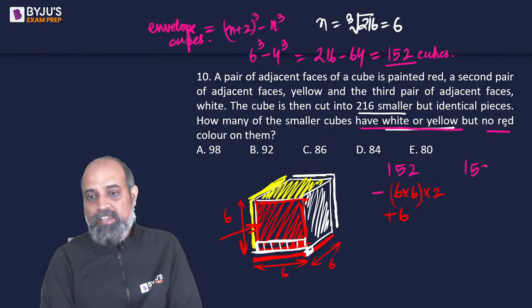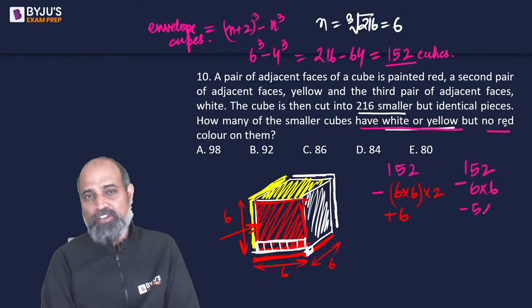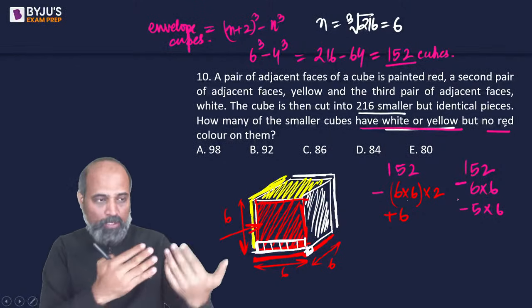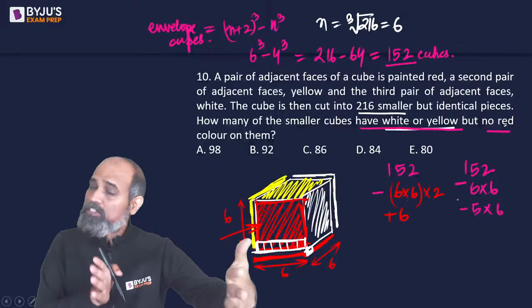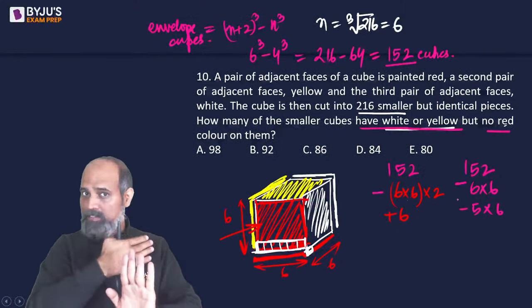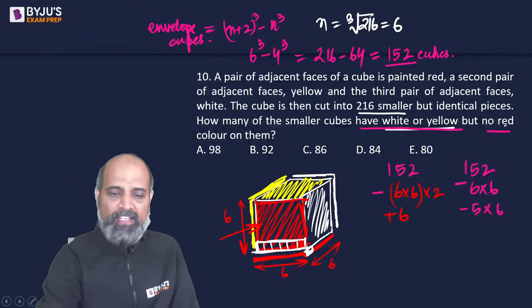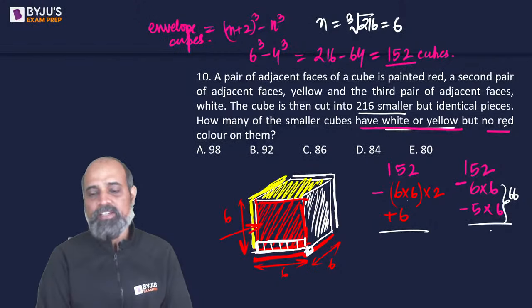The other method would have been to solve it one by one. Out of 152, the front face is going to have 6 into 6 cubes and the bottom will have only 5 into 6 cubes, right? Because it won't be a square at the bottom, since one slice is already removed, so the dimension decreases to 5 and on the other side it will stay 6. If you solve either of those, it will give you the same answer, right? 36 and 30. 36 and 30 is 66. 152 minus 66 is what we need.